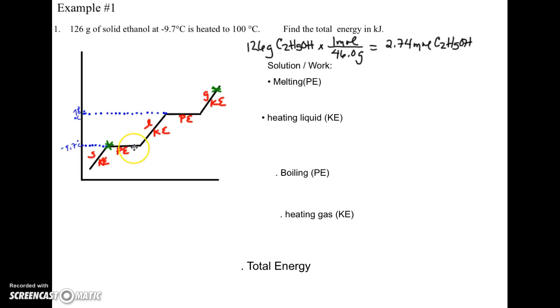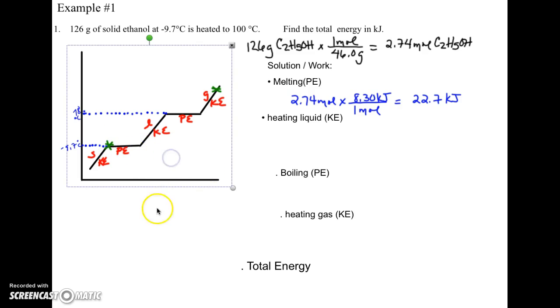So I'm going to look at the phase change for potential energy going from a solid to a liquid, and I'm going to use the delta H of fusion. I look on that yellow paper and I find that that has a molar heat of fusion of 8.30 kilojoules per mole. So I'm going to then take that 2.74 moles and apply the delta H of fusion for ethanol, which is 8.30 kilojoules per mole, and I come up with 22.7 kilojoules. So I've now calculated the energy it takes to go between this green dot and here.